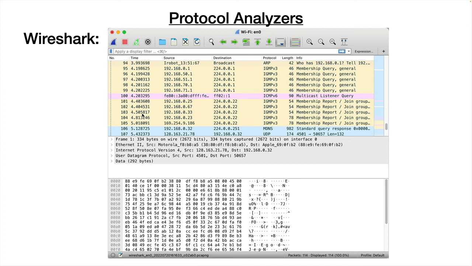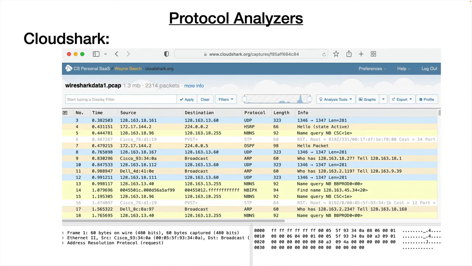Next we'll look at CloudShark. It's going to look like this. Again, we have our packet window, we have our details window, frame, Ethernet. This is an ARP packet, and over to the right we have the hexadecimal and ASCII representation of data. I didn't point it out before, but we have a display filter where you can filter the information. Wireshark has that. CloudShark has that as well.